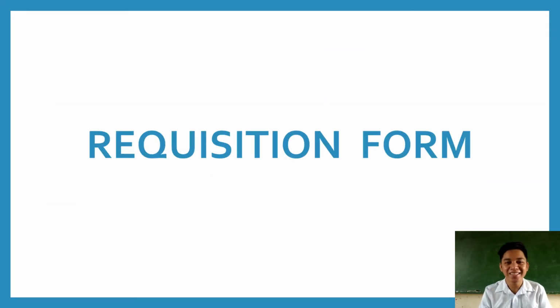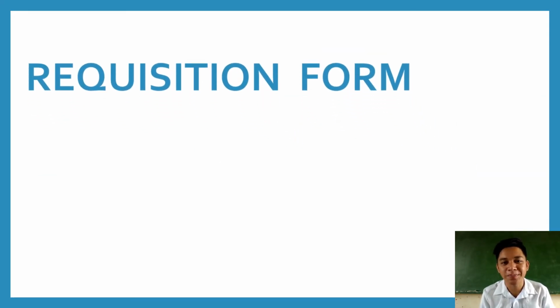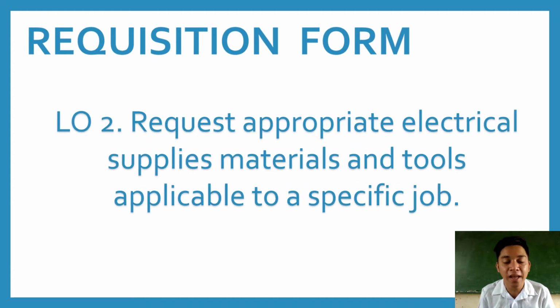Okay, so requisition form. This is under LO2 or Learning Outcome 2. Last week we had LO1 or Learning Outcome 1, which was about electrical tools, materials, and equipment. Now for today we will have this learning outcome: request appropriate electrical supplies, materials, and tools applicable to a specific job. So another lesson. Under this learning outcome, we have a requisition form. All right?